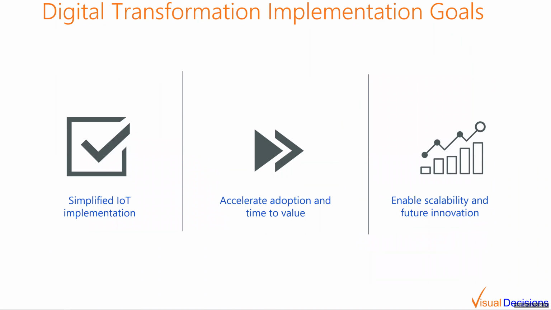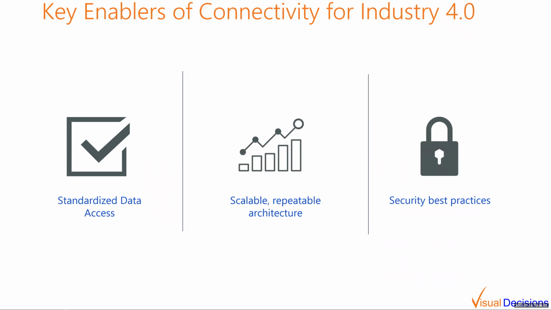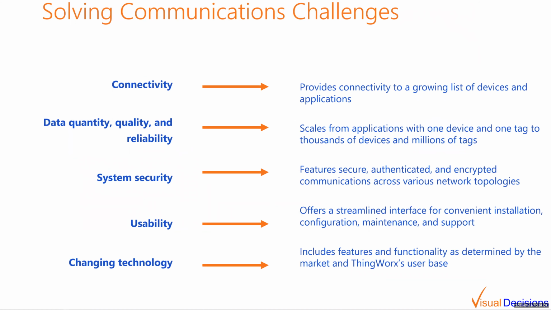So essentially what we're trying to do is to simplify that implementation, to accelerate the adoption and time to value, and then to enable scalability and future innovation as well. And we do that by providing standardized data access, scalable architecture, and also security best practices. So some of the challenges that we're trying to overcome from a communications point of view, connectivity, and we're providing that connectivity to a huge list of devices and applications.